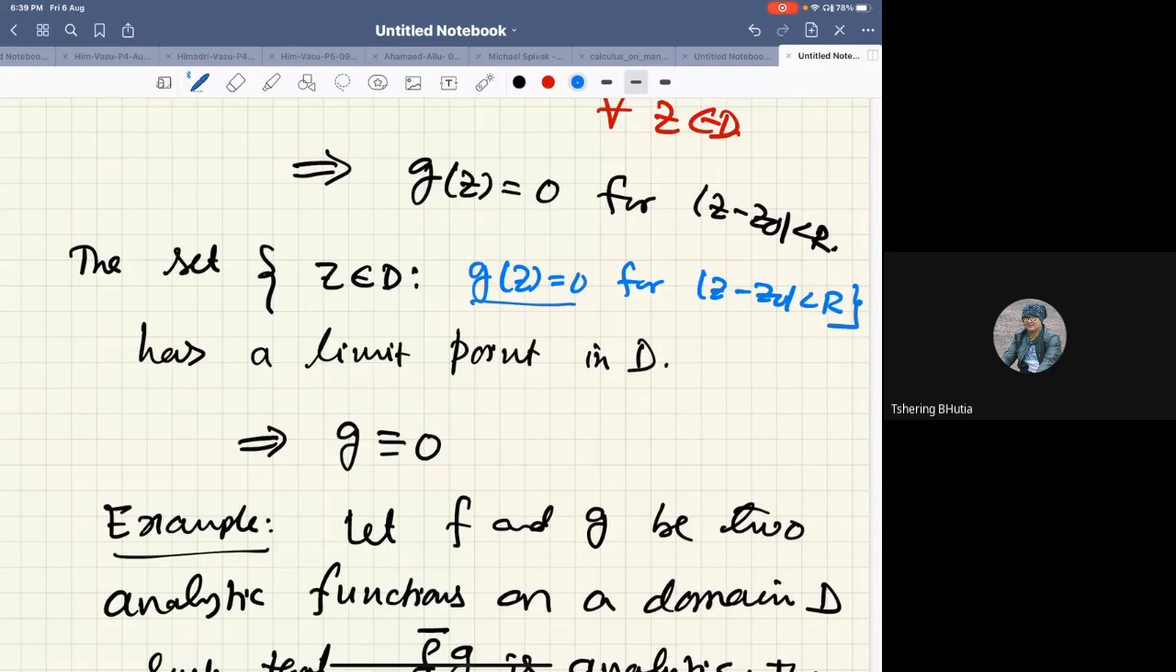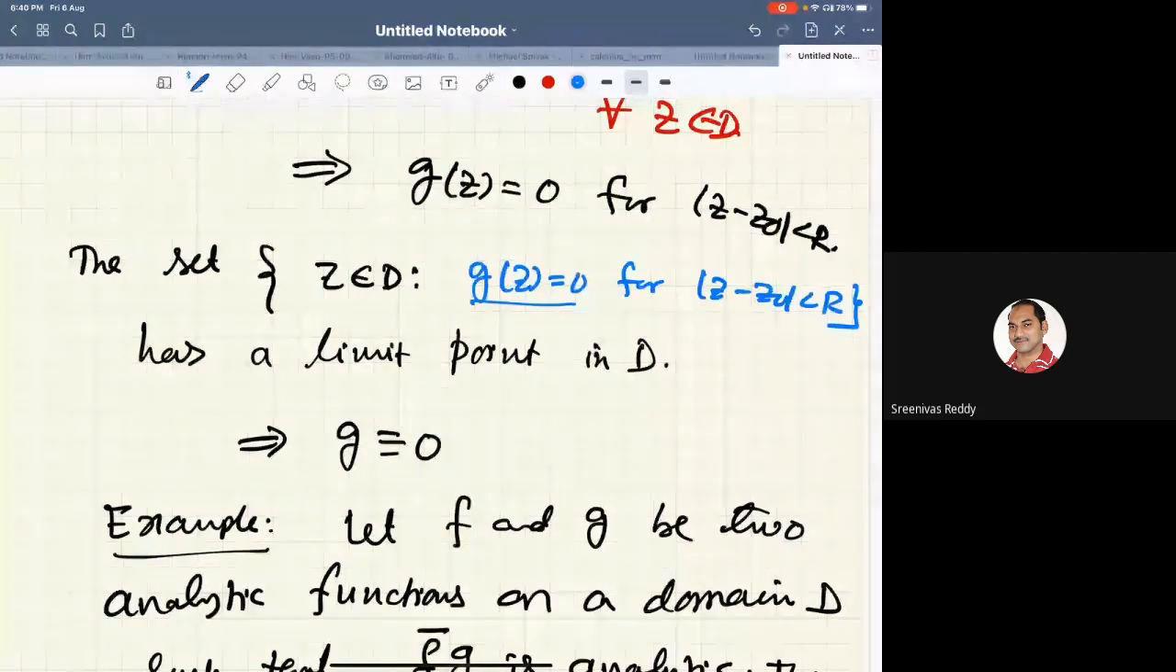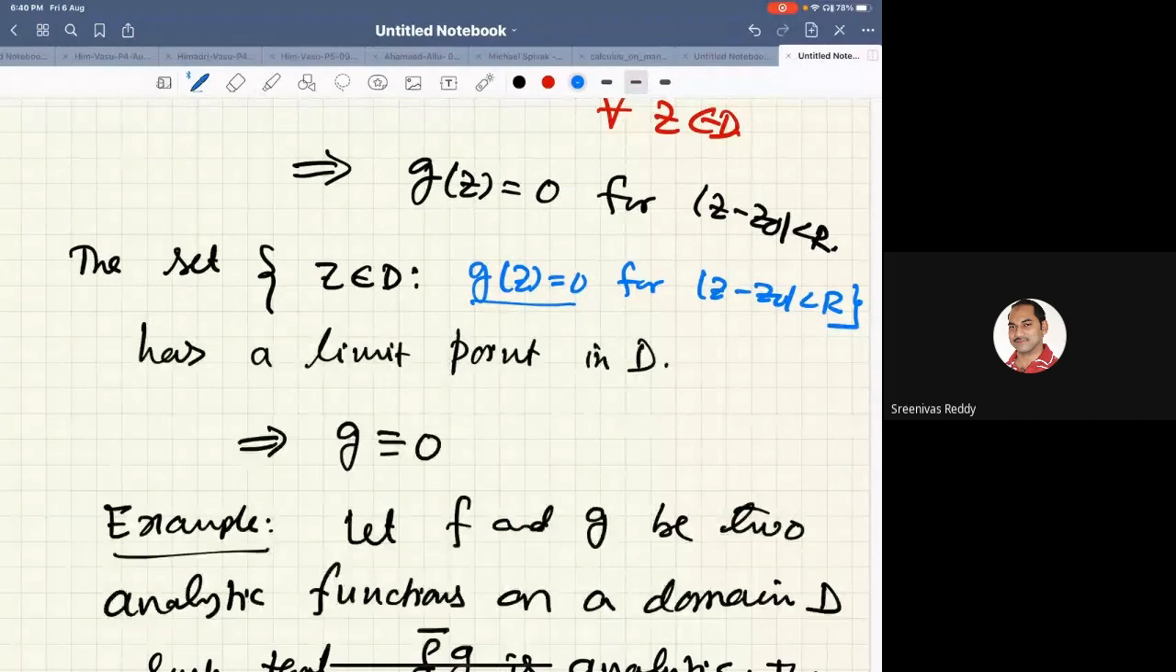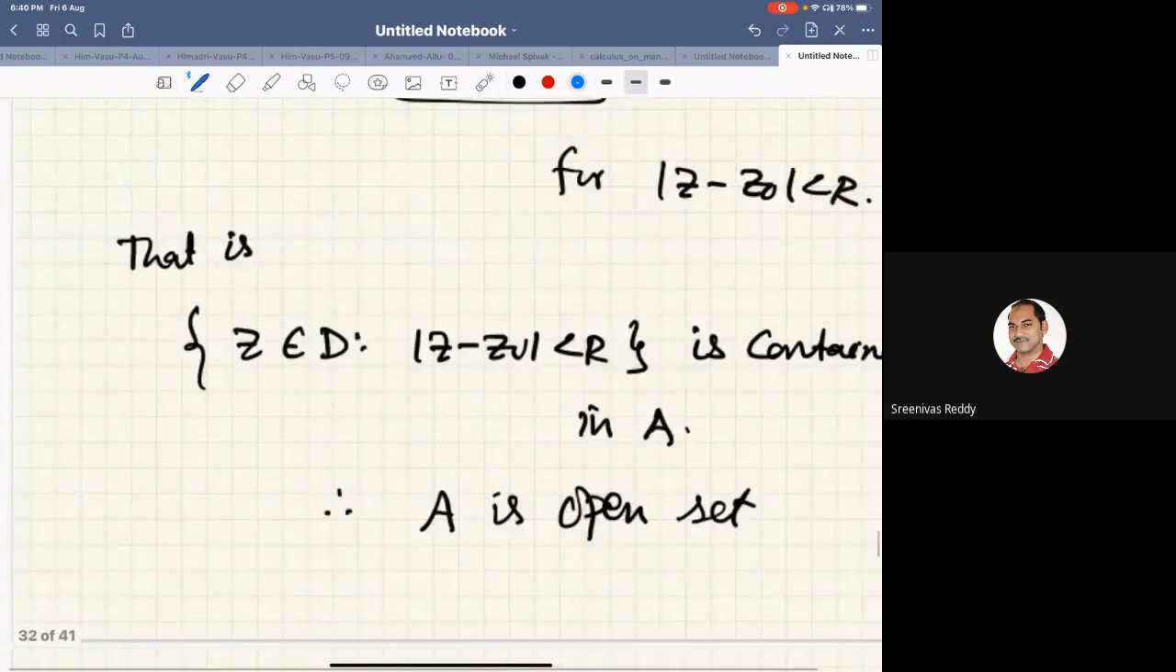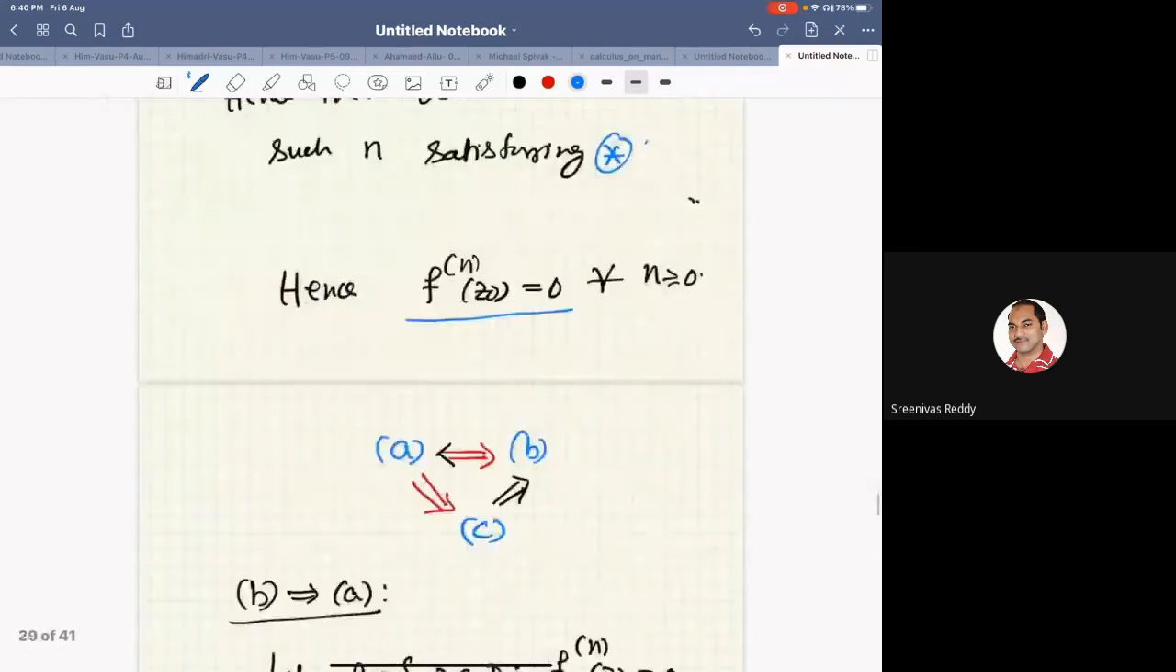Okay, sir. So thank you. The set contains one or more limit points. In our case, once it is a limit point, in every neighborhood it contains infinitely many points. So what I am trying to say is that I am trying to find a set which has a limit point in D. Therefore I can apply these equivalent relations to show that it is identically equal to 0.